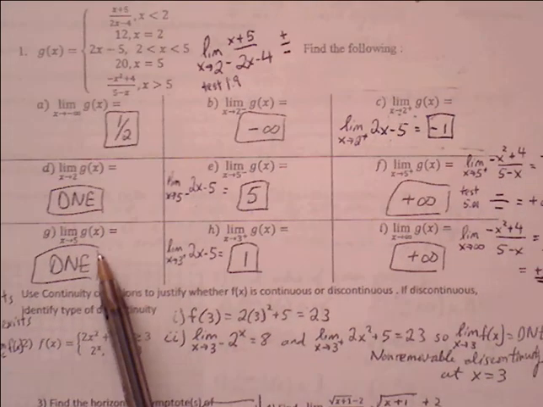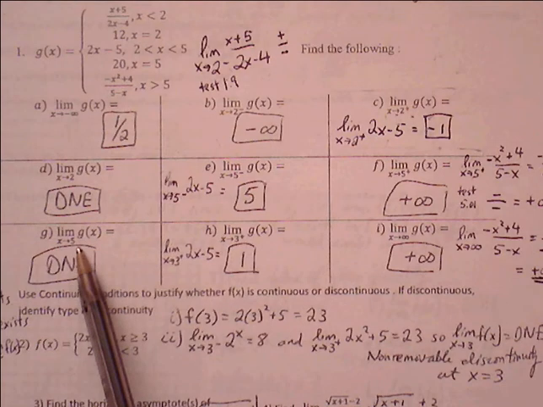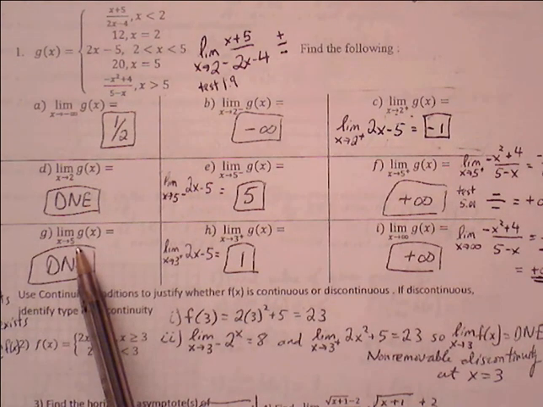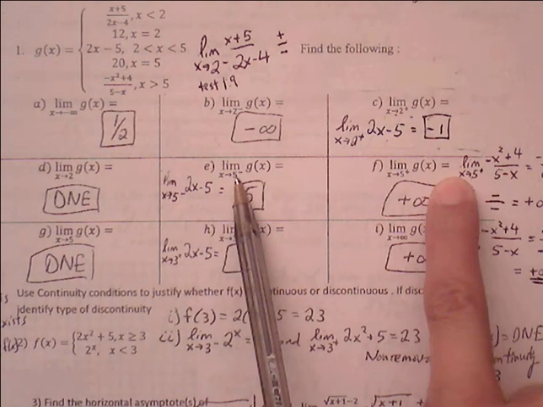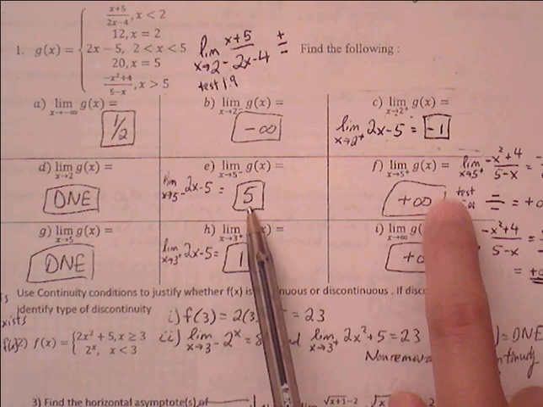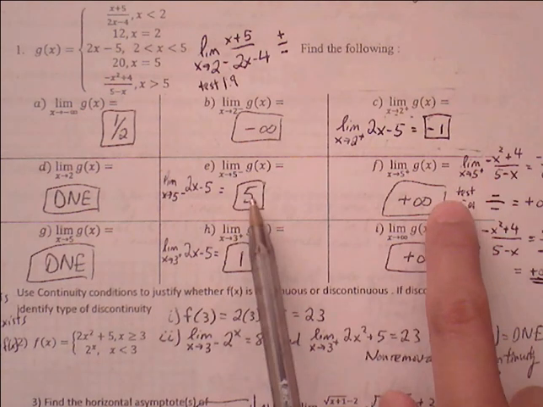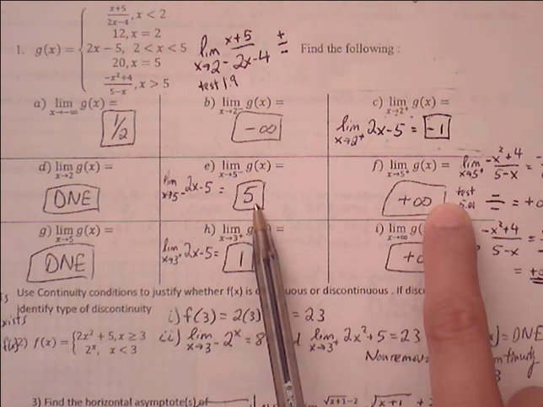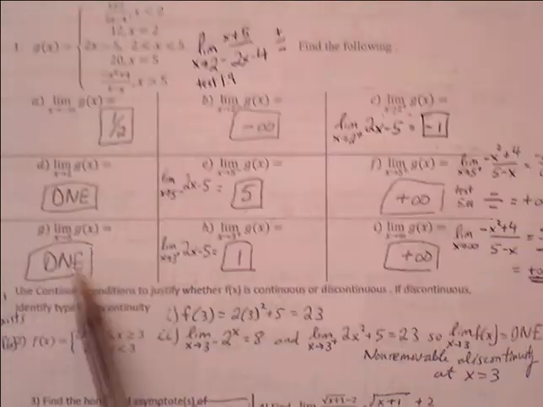Part G, in order for a limit to exist as x approaches 5, the one-sided limits have to agree. From the left side of 5, it's approaching 5. From the right side of 5, the graph is approaching positive infinity. These do not agree. These do not arrive at the same y value, so therefore the limit does not exist.